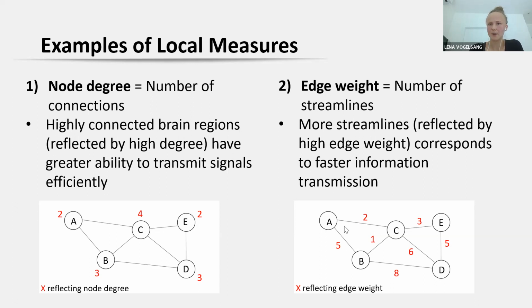So if you consider the graph here on the right, if the signal is currently at node A, we predict that sending the signal along the edge towards node B with an edge weight of 5 is preferred over sending it to node C with an edge weight of 2.